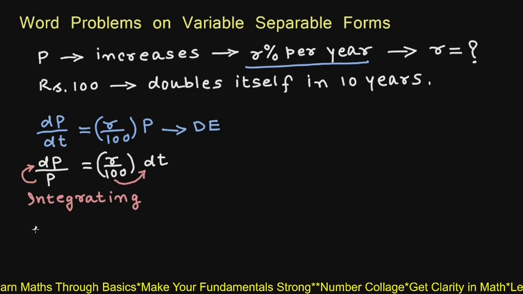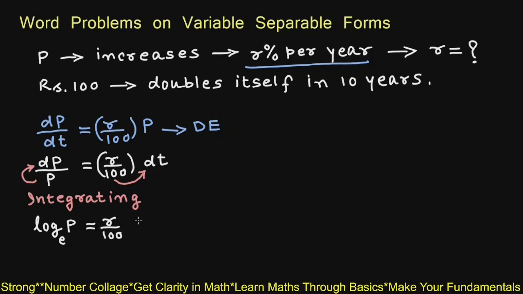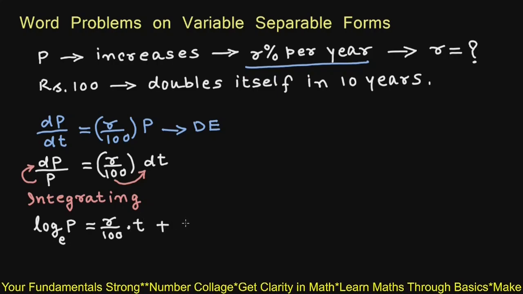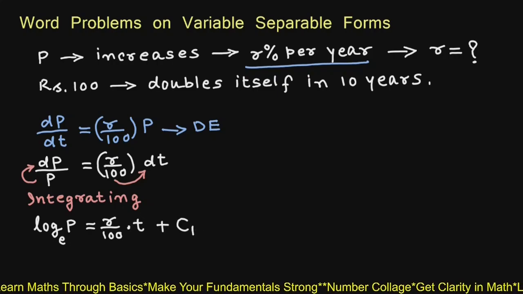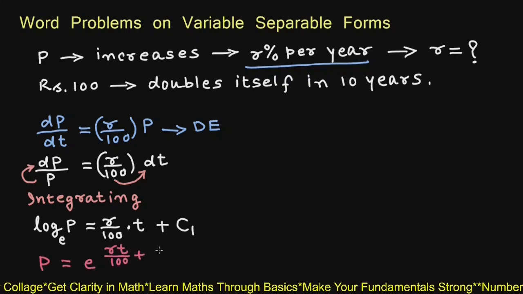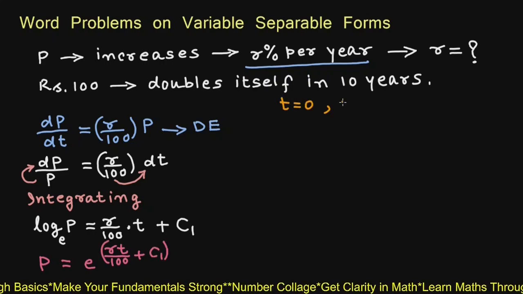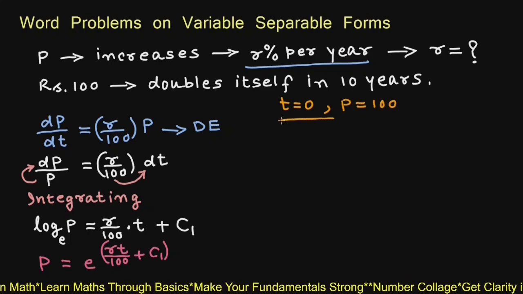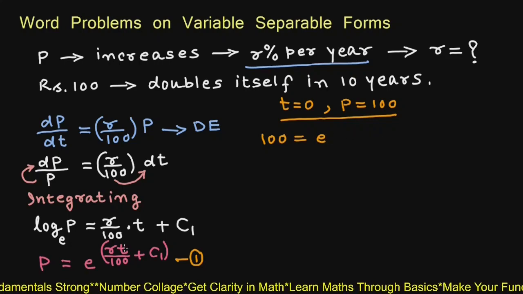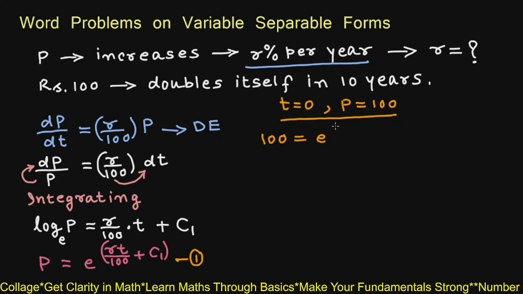Integration of 1 upon P is log P to base e, equals R upon 100 into integration of 1 dt, that is t, plus constant of integration c1. This in the exponential form will be P equals e to the power (Rt upon 100 plus c1). It is given that initially, when t equals 0, principal P was 100. Using these values in this equation 1, 100 equals e raised to (0 R upon 100, which will be 0, plus c1), so that will be e raised to c1.